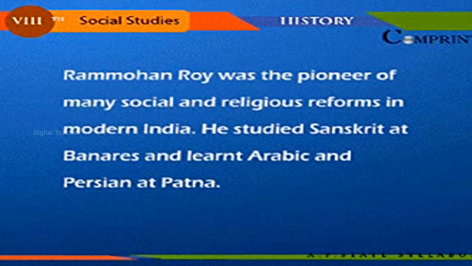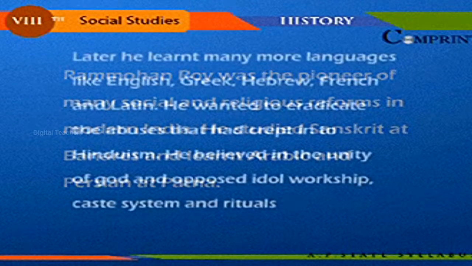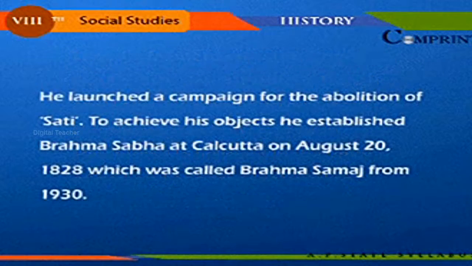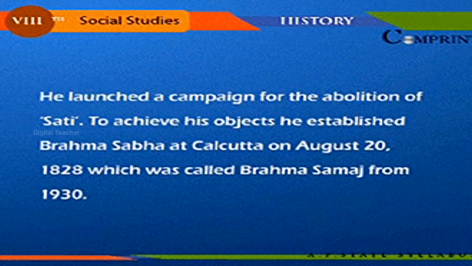He studied Sanskrit at Benares and learnt Arabic and Persian at Patna. Later, he learnt many more languages like English, Greek, Hebrew, French and Latin. He wanted to eradicate the abuses that had crept into Hinduism. He believed in the unity of God and opposed idol worship, caste system and rituals. He launched a campaign for the abolition of sati.